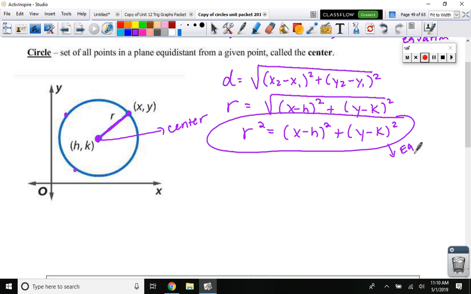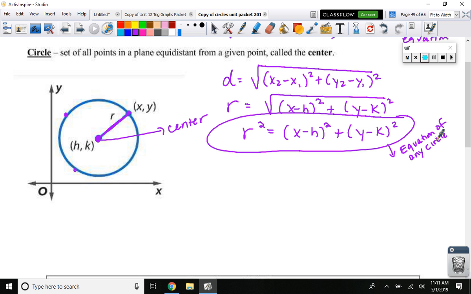This is the equation of any circle. With the h and the k? Yep. Now, what's special about h and k though? What does h and k stand for? The center. The center of your circle, right? So h and k are going to be filled in when you have your equation because you're going to know what your center is. And x and y will represent all solutions on the circle.